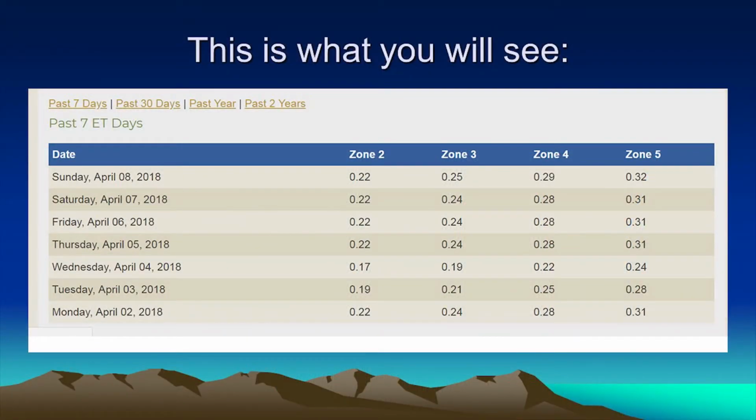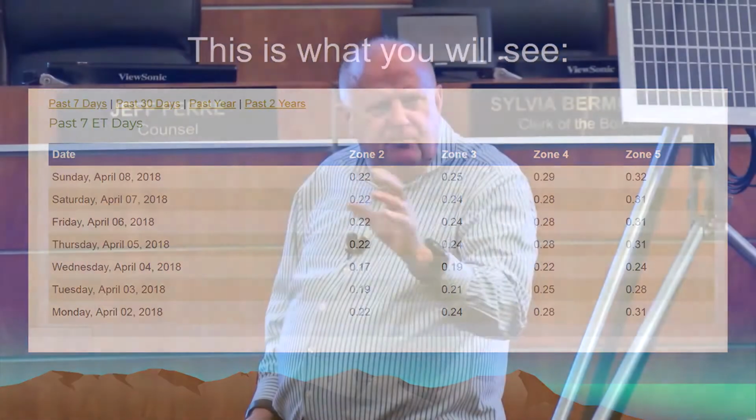So that's what you see, and you can see the ETOs change in the zones. So on Sunday, April 8th, Zone 2 had a 0.22, Zone 3 had a 0.25, Zone 4 0.29, and 0.32 in Zone 5. So there's differences, and that's where we can save water. It's not all 71.6 inches throughout the whole valley. Where do you live? And that's opportunities.